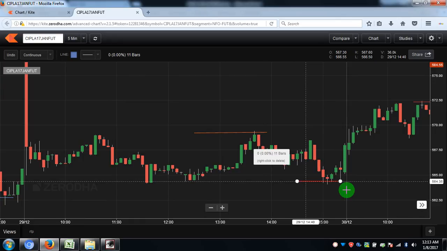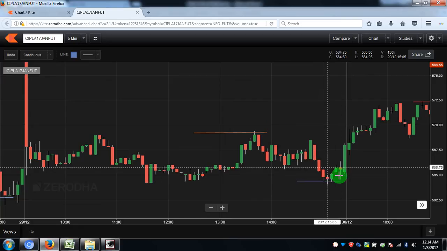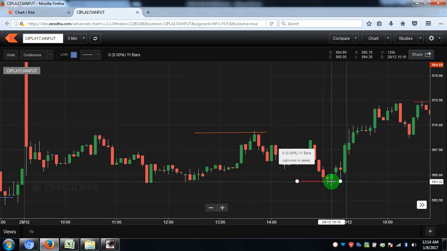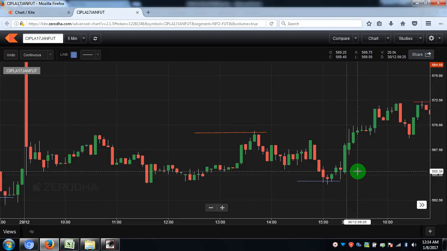This was a target. You can see this line, the sell call target was given at 564.35 paisa. Here the target came in Cipla on 29th.